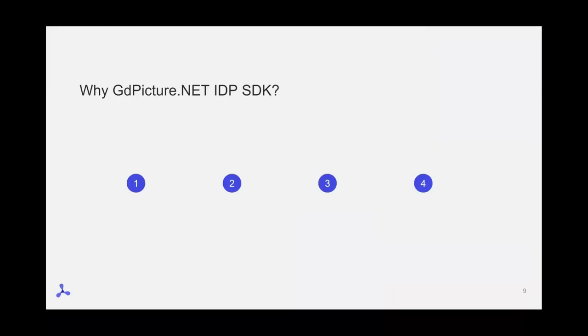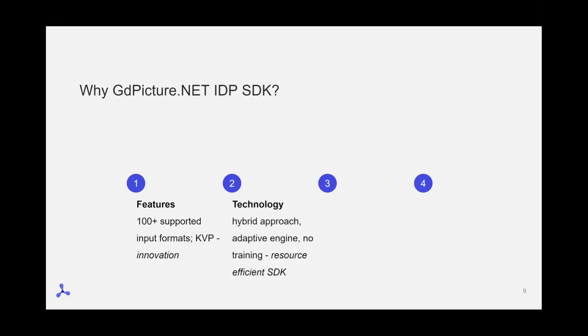So when choosing an IDP toolkit, why would you choose GdPicture.NET IDP SDK over another solution? So what are the highlights of our components? So first, if we look at the features, GdPicture.NET supports more than 100 formats as inputs, as we just saw. Our KVP component is also quite innovative, as it is a low-level tool that can work as a basis of any custom data extraction engine that you can adapt to any industry needs.